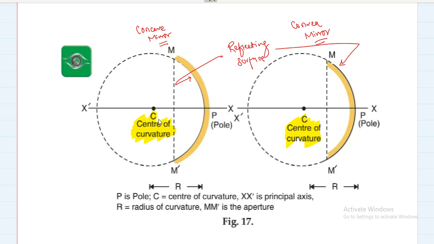What is center of curvature? Center of curvature is the center of a sphere. Okay? The center of a sphere of which the surface of the mirror is a part. ये जो मिरर है उसकी सरफेस जिस स्फीयर का पार्ट है उस स्फीयर के सेंटर को सेंटर ऑफ कर्वेचर बोलते हैं. So this is in layman's terms. मैंने एकदम हिंदी में नॉर्मल कन्वर्सेशन लैंग्वेज में तुम्हें डेफिनेशन बना के दे दिया.